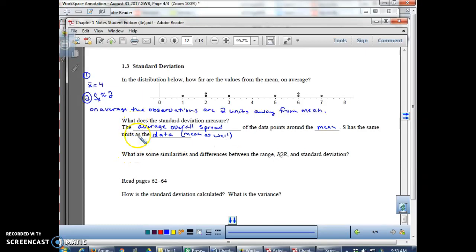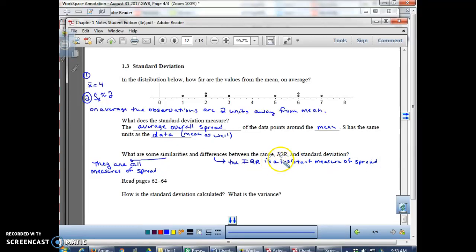Okay, so what are some similarities and differences between the range, IQR, and standard deviation? So the similarities would be they are all measures of spread. And then the difference would be that the IQR is the only one that is a resistant measure. So IQR is a resistant measure of spread. Now, why would that be the case?